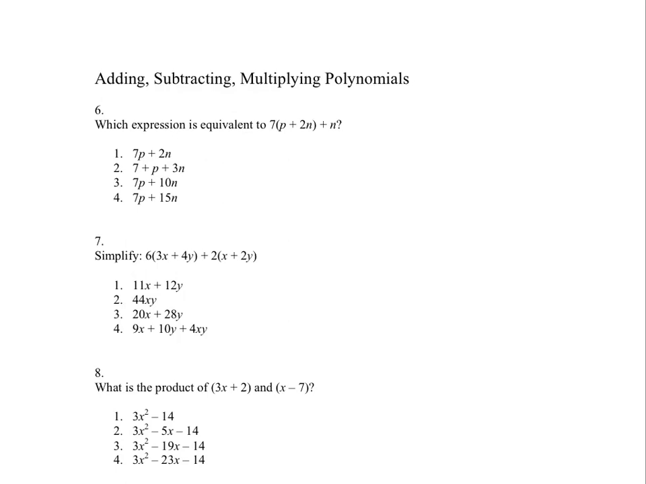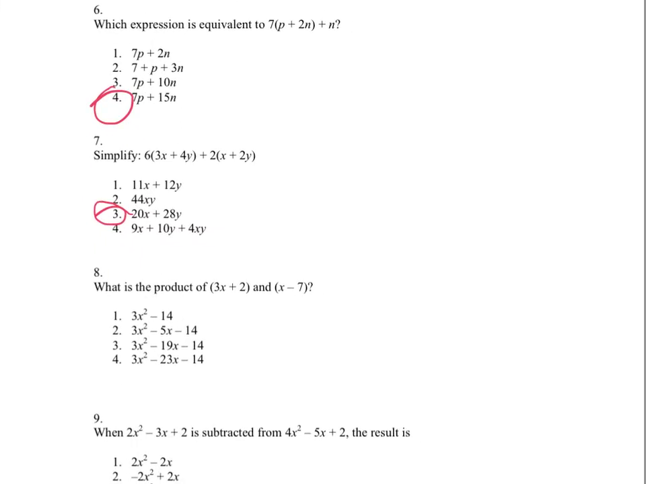Adding, subtracting, and multiplying polynomials: which expression is equivalent to 7 times p to the 2n, p to the 2n plus n? The answer to that is number 4. Number 7, simplify 6 times the quantity 3x plus 4y plus 2 times the quantity x plus 2y. The answer to number 7 is 3, 20x plus 28y. Number 8, what is the product of 3x plus 2 and x minus 7? The answer to that is number 3, 3x squared minus 19x minus 14.